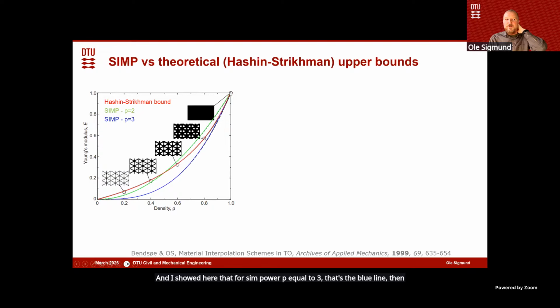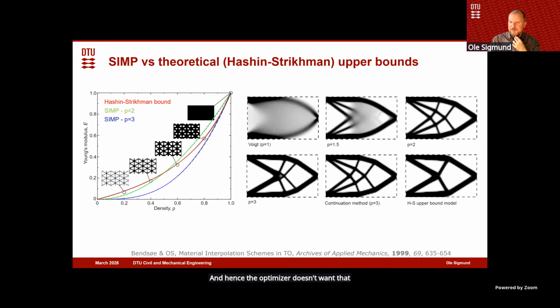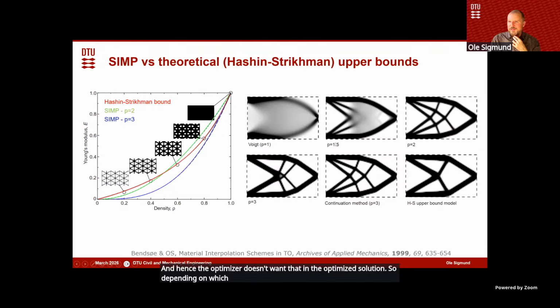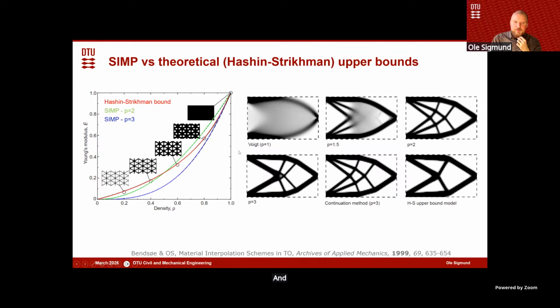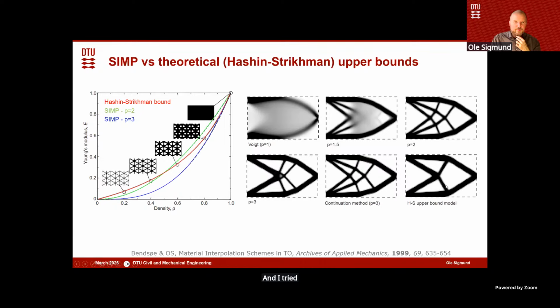then we stay below the theoretical achievable material properties given by the Hashin-Shtrikman bound. And we have this effect that we penalize intermediate densities, and hence the optimizer doesn't want that in the optimized solution. So depending on which power, we get more and more black and white structures. And then I asked the question, well, what if we use the optimal isotropic microstructure, which turns out to be this triangular microstructure, as the interpolation? And I tried that, and I also got black and white structures.